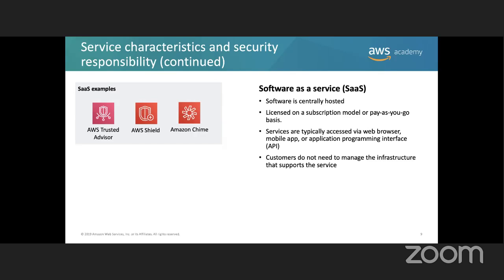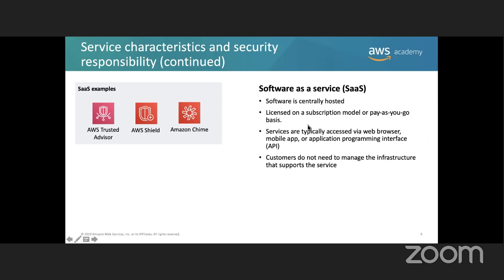We can create folders, we can upload files, we can delete folders, we can delete files, all that, but we have no control of the underlying infrastructure, no control whatsoever, right? So in that case, we have AWS Trusted Advisor, AWS Shield, and Amazon Chime. Okay, this is a meeting software that Amazon uses for communication with other departments and basically for having virtual meetings. Okay.